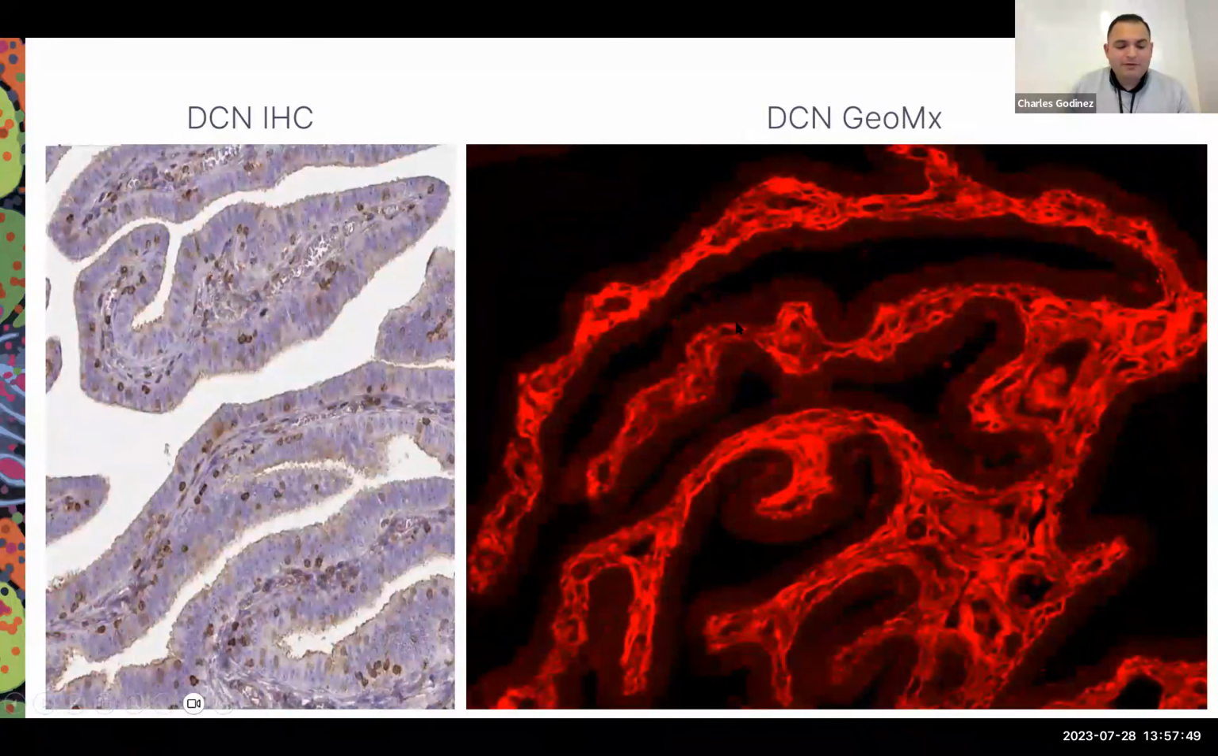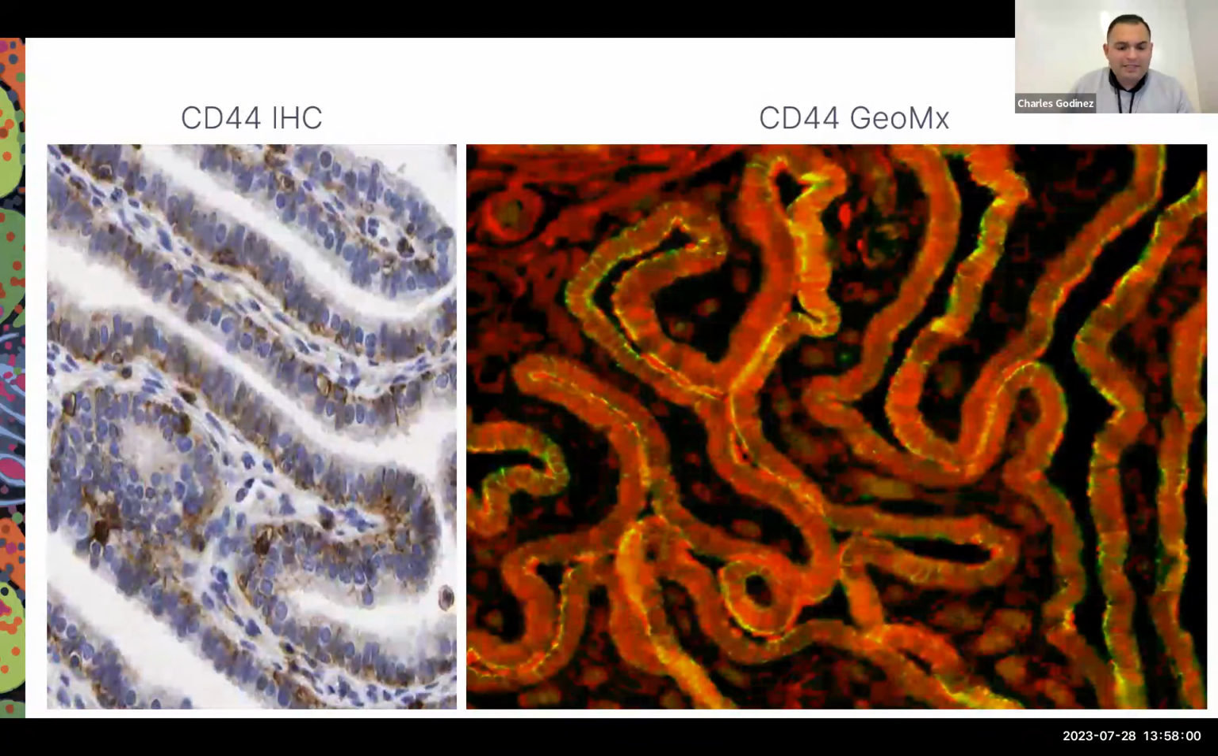And here's the geomic scan for Decarin, and it appears that this antibody appeared to stain the lamina propria, which is not what we'd expected per the IHC of the fallopian tube. And CD44 seemed to stain all epithelial cells. It does appear that too much antibody was used in this case, so we may want to dial back on the concentration if we decide to use this antibody again.